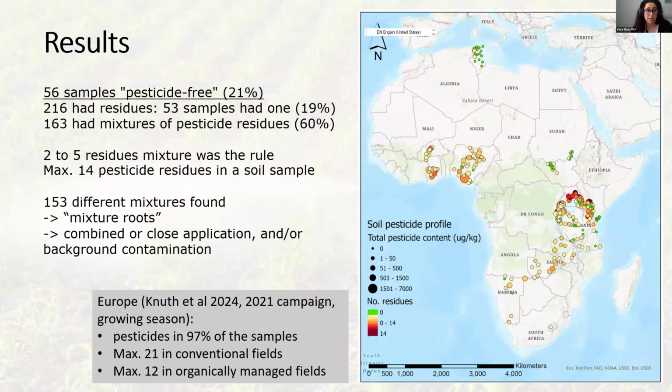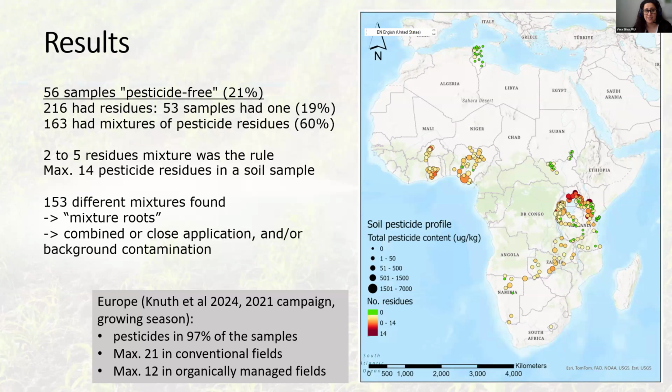So, some of the results. Out of the 272 samples that we tested, only 56 came back pesticide-free. And I put pesticide-free between quotes on purpose because we had a targeted list, so maybe others could be there, or could even be at levels lower than the ones that we manage analytically.